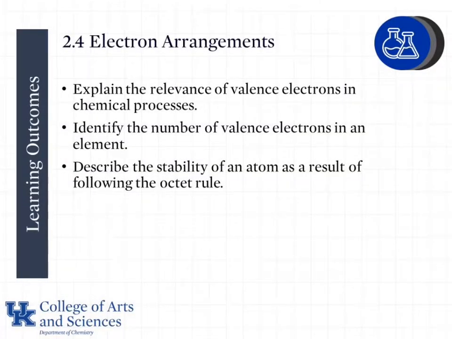In this lesson, we're going to look at the difference between valence and core electrons. We're going to learn to identify the number of valence electrons in an element and understand how atoms become more stable because of the octet rule.